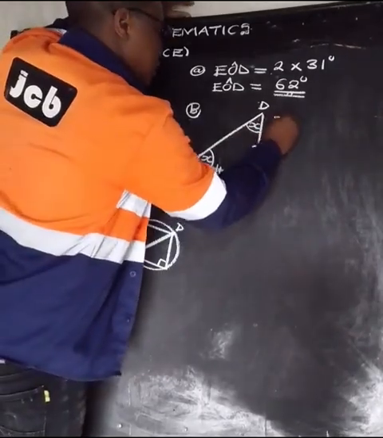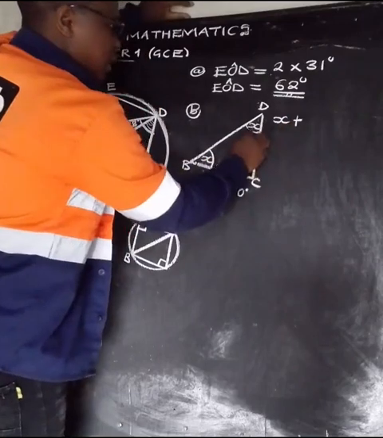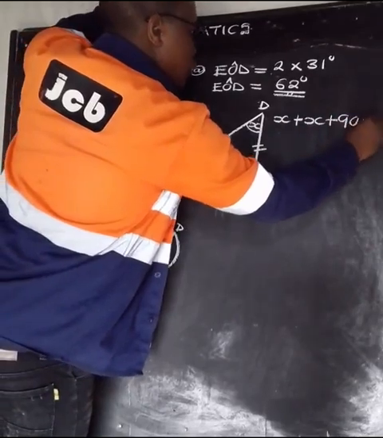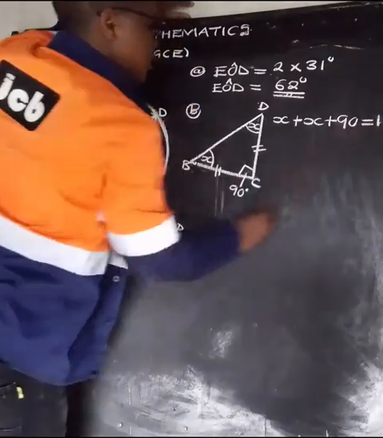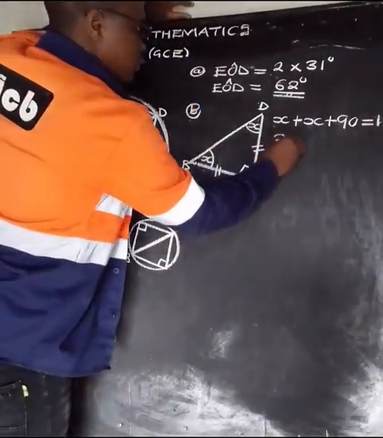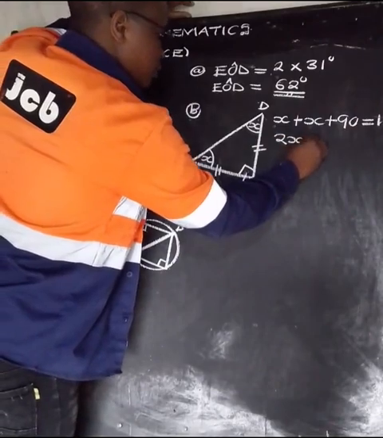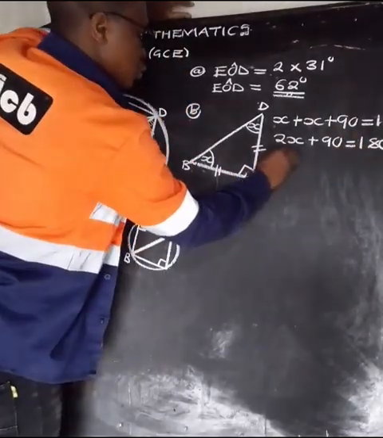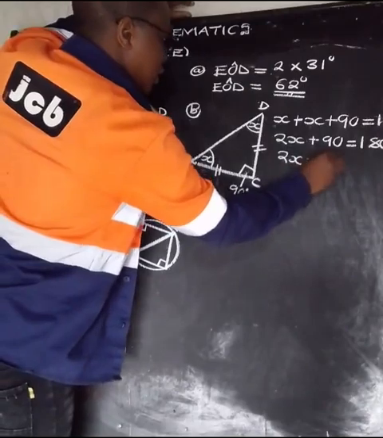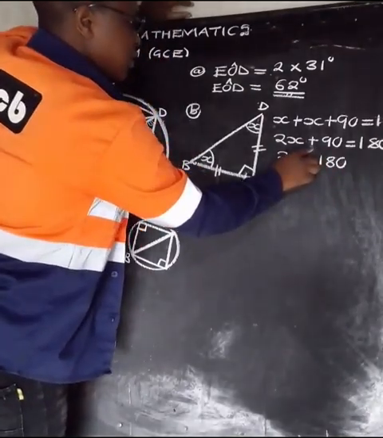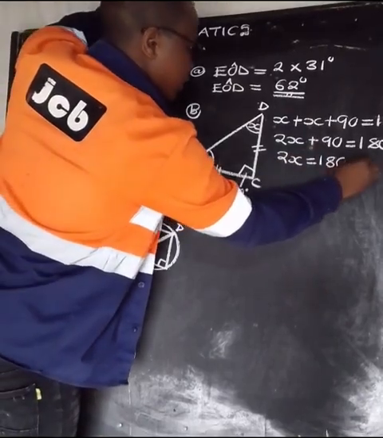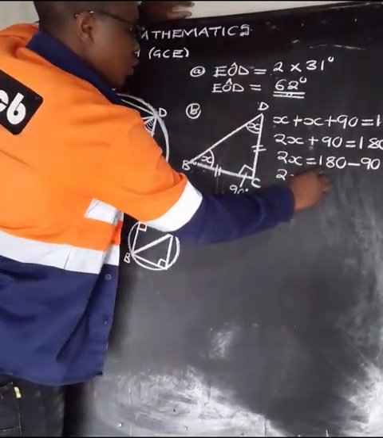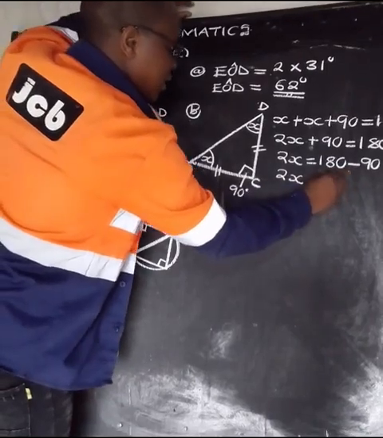So we're going to say x, this angle, plus x, this angle, plus 90 is equal to 180 degrees. So x plus x, we get 2x, plus 90 is equal to 180. So 2x is equal to 180 minus 90, because this is positive 90, and when we transpose it, we have a minus 90 this side. So 2x is equal to 90.